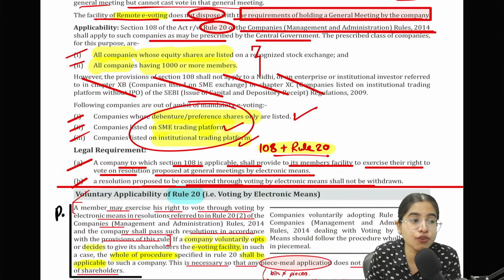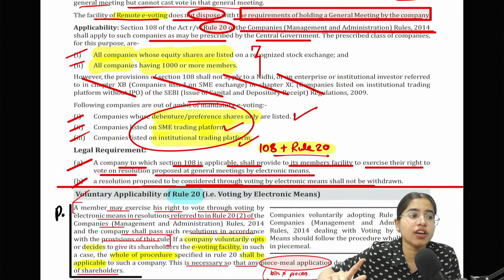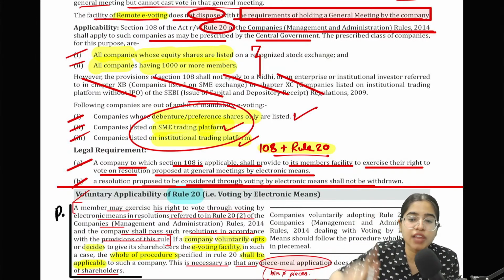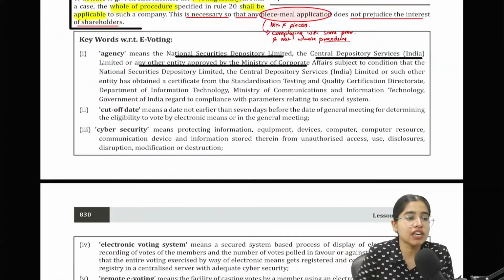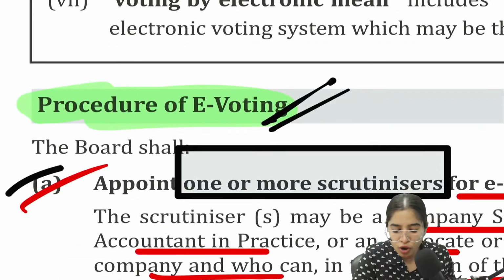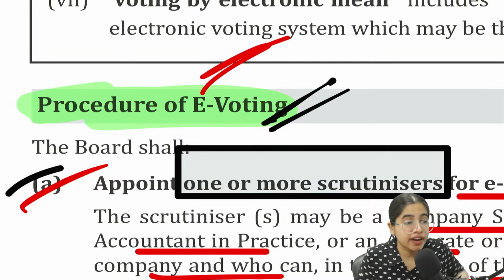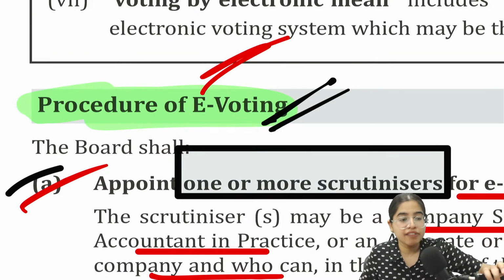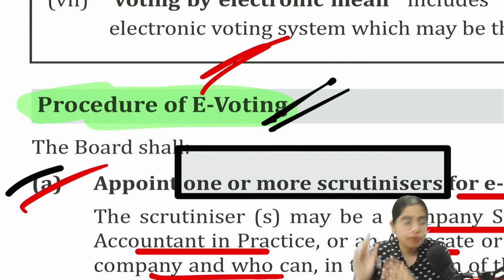However, it is compulsory for some companies: those companies whose equity shares are listed on a recognized stock exchange, and those companies who have 1000 or more members. Now if you give the e-voting facility, there is some procedure which you have to follow, and I will try to simplify this process for you.